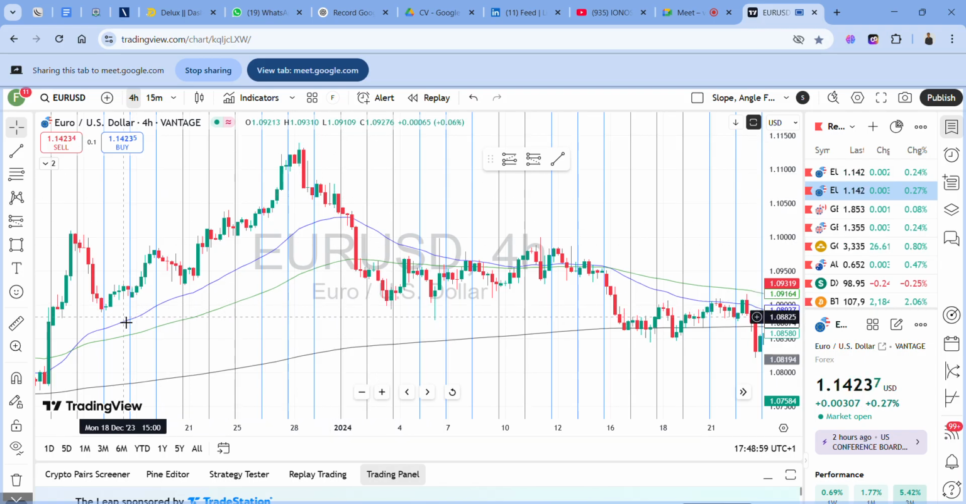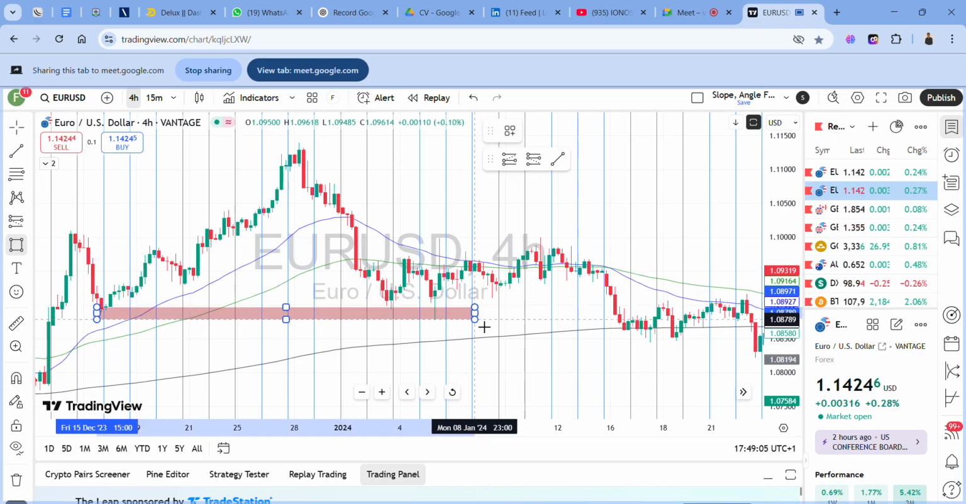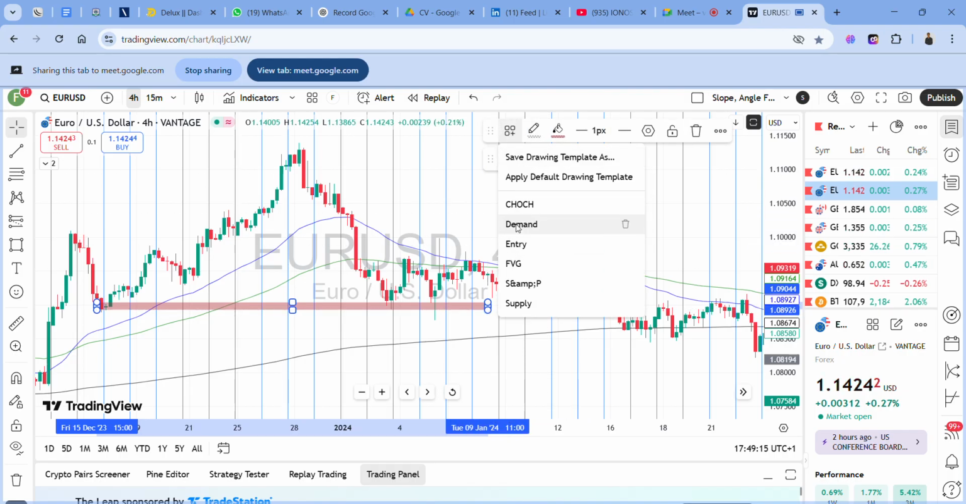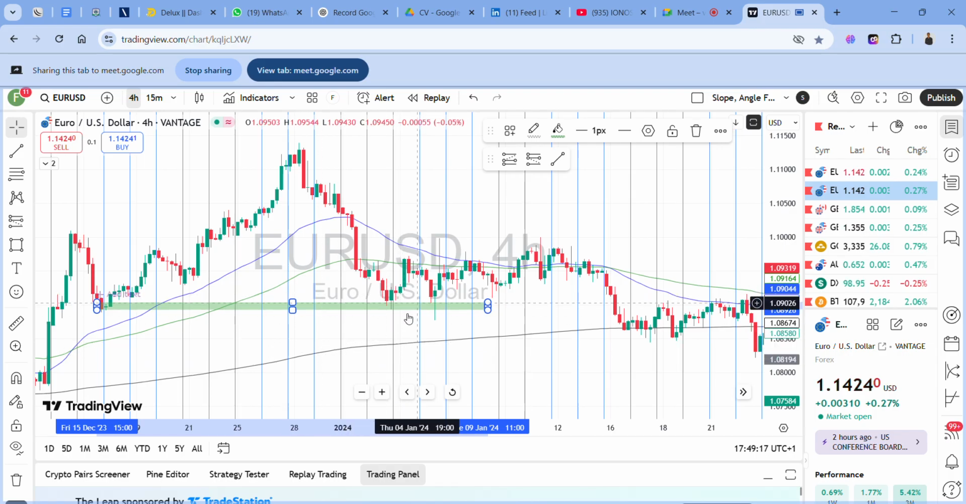This was the previous low. It came to touch the previous low. This was not a break. Alright, this was not a break. This is still valid. Okay. This zone was still valid. This zone was still valid, alright.